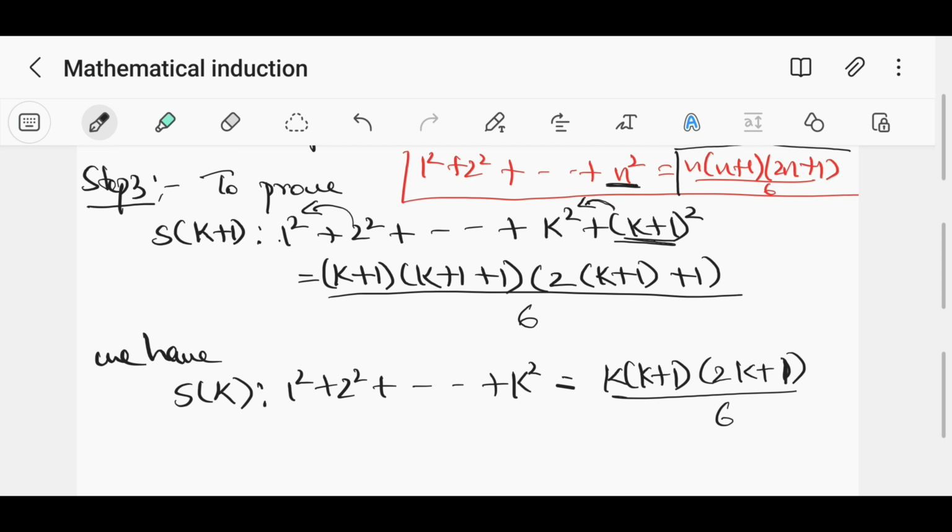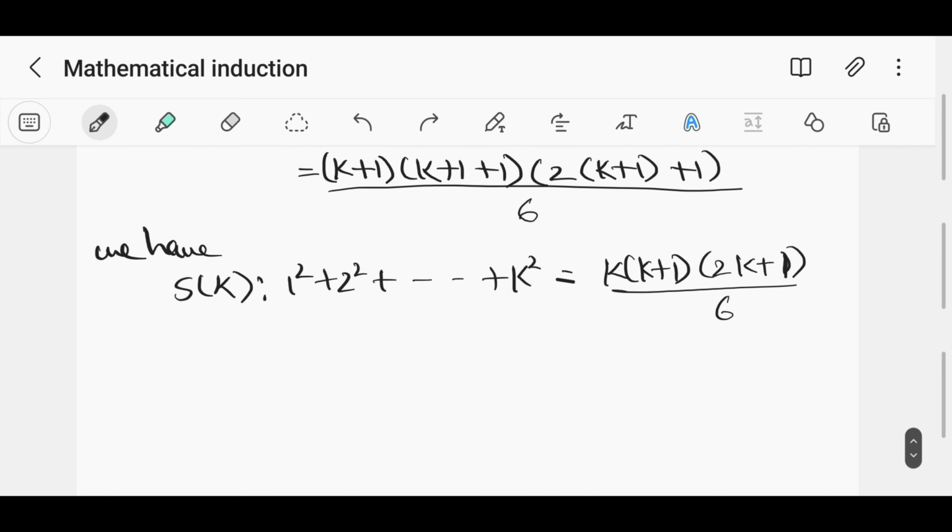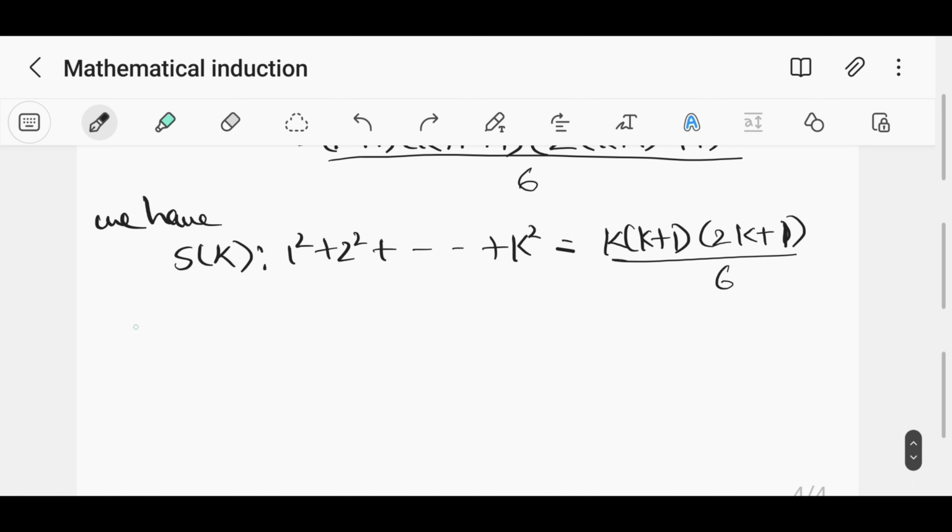What has to be proved? We have to add one more term in this S of k. This term we require. So up to k square, you want (k plus 1) the whole square. This term you want. So what do we do? We add (k plus 1) the whole square on both sides. So your next step will be to add (k plus 1) the whole square on both sides.